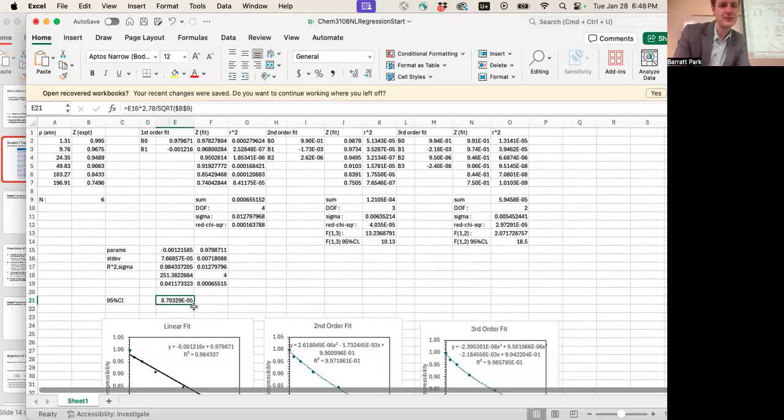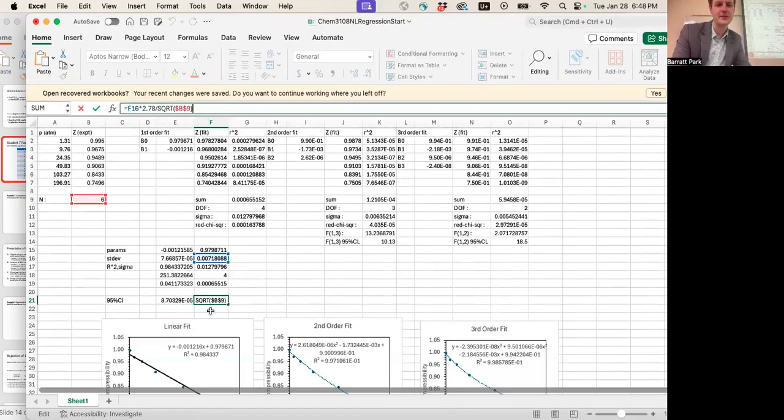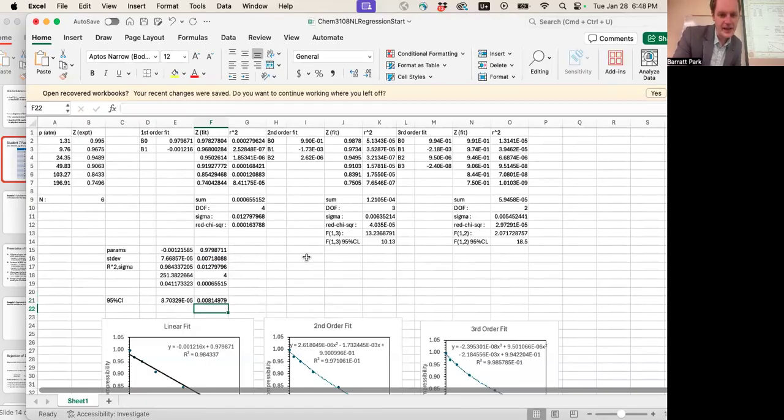And then I should be able to just drag over this formula. And now it should calculate the 95% confidence interval for the B0 parameter. Okay, and now I can work with the second order fit and the third order fit.